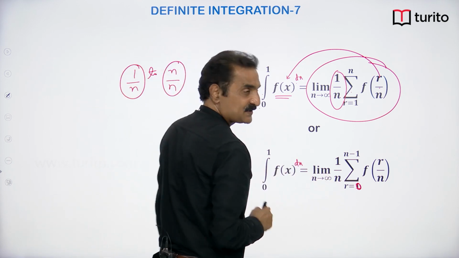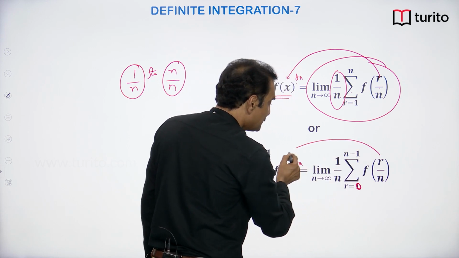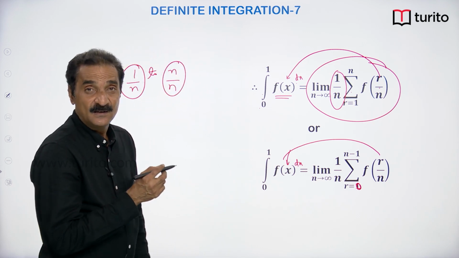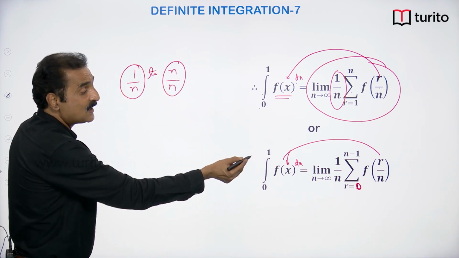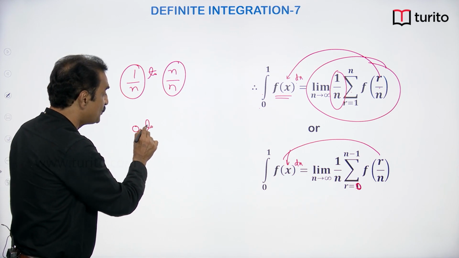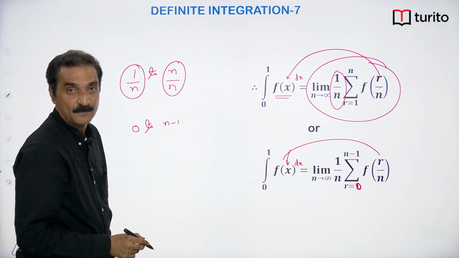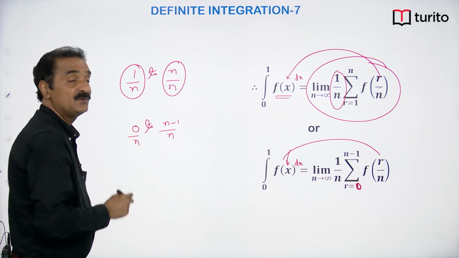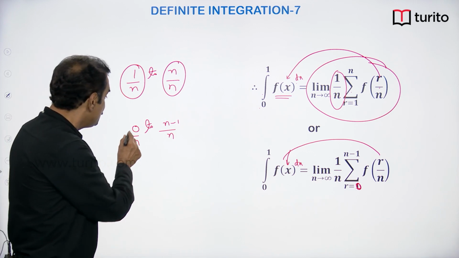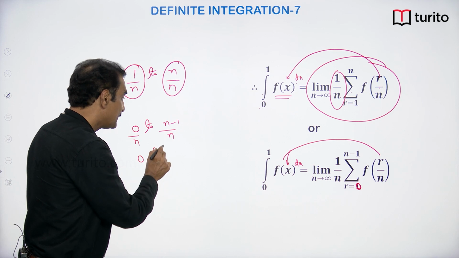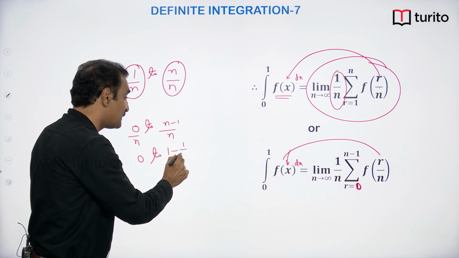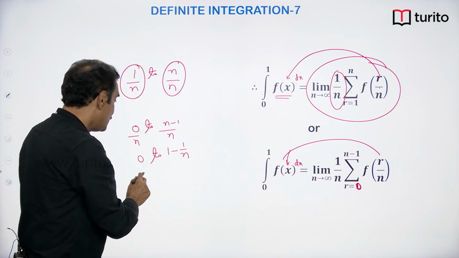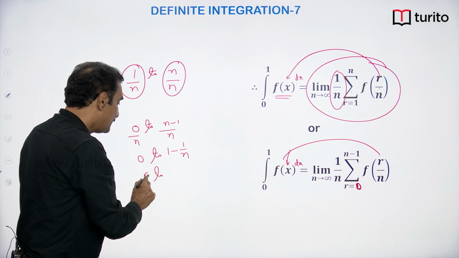Similarly, if you look at this, r by n has become x. So, limits of the integral are nothing but limits of r by n. What are the limits of r? Here r varies from 0 to n minus 1 in the second integral. Dividing by n, r by n varies from 0 by n to n minus 1 by n. 0 by n is 0, n minus 1 by n is 1 minus 1 by n. When n tends to infinity, 1 by n tends to 0. So, the limits of the integral will be 0 to 1.